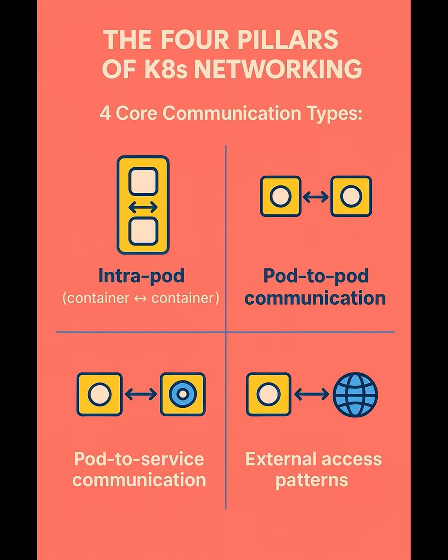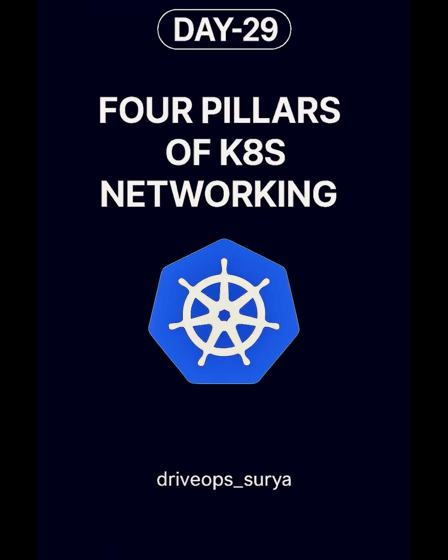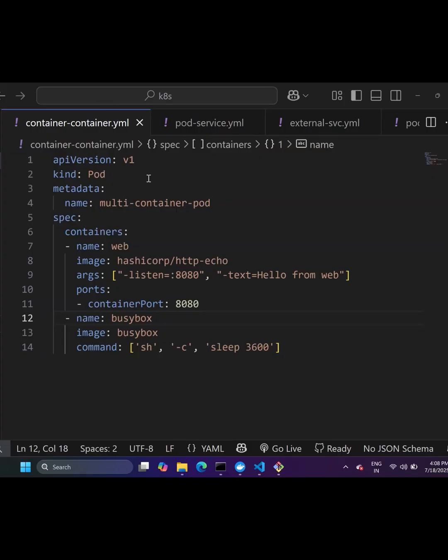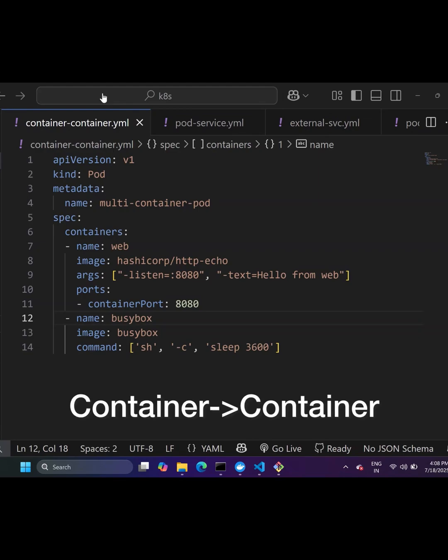These are the four pillars of Kubernetes networking. And hi guys, today is day 29 of the DevOps interview question series. The first type of network communication is container to container communication.